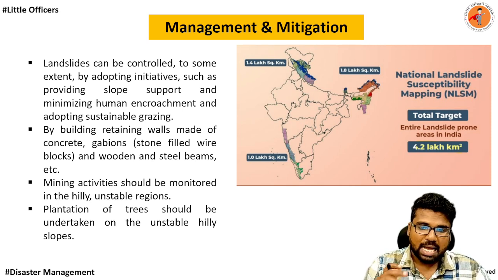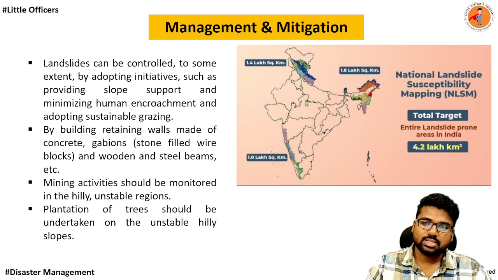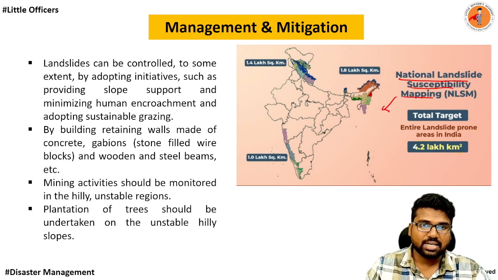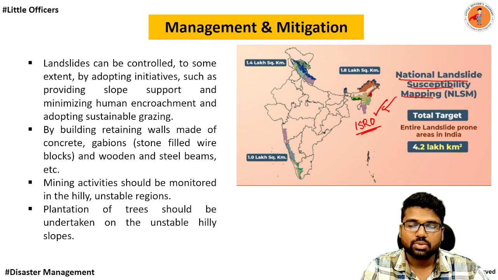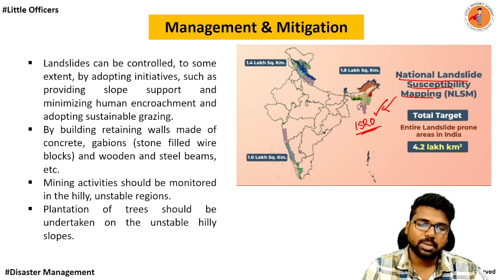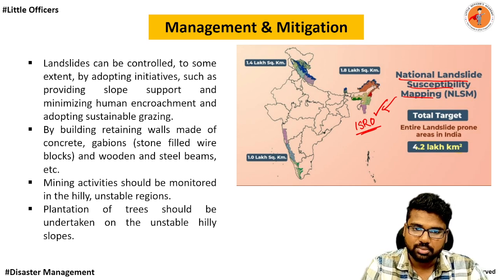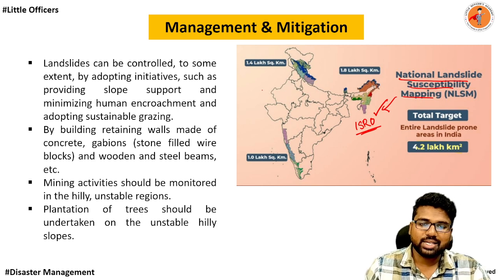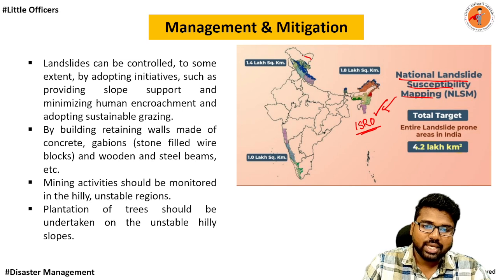See here, the map which you see, this is National Landslide Susceptibility Mapping. Recently, this landslide atlas or landslide mapping was given by ISRO. So ISRO, using its remote sensing and satellite imagery, is mapping. This is what we call vulnerability mapping or hazard mapping or zonation. So in India, which areas are highly vulnerable?